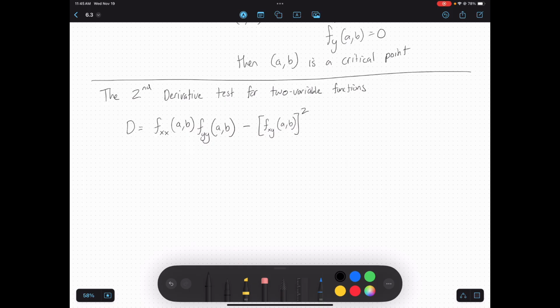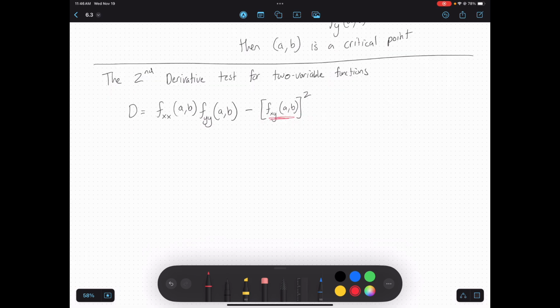So this is my determinant. I take these three different second order derivatives. Notice this specifies my second derivative in terms of x and then y. Does it matter if I do the y first and then the x? No, remember with that mixed partial derivative, that mixed second order derivative, it doesn't matter what order you go in.